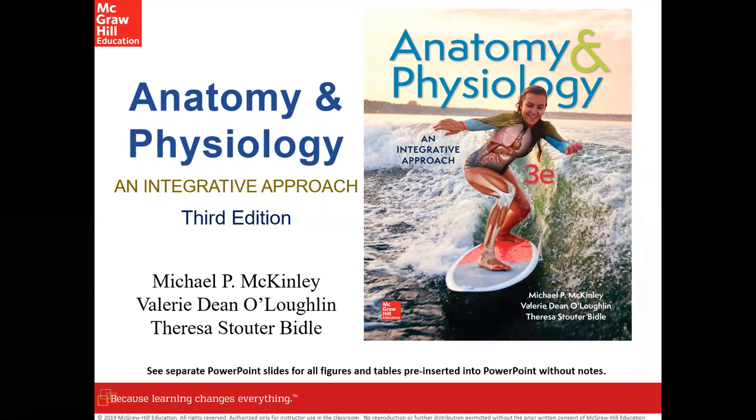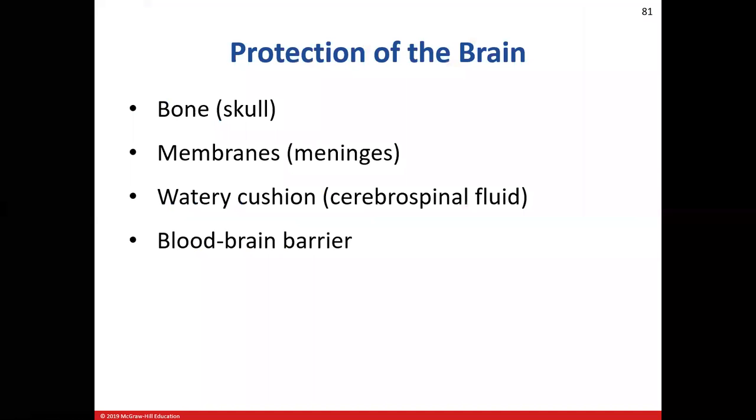All right, class. In today's lecture, we're going to finish up chapter 13. And one of the first things we're going to talk about in our third lecture, or our third part of chapter 13, is how the brain actually protects itself. We have four major ways of protection, with the first one being the obvious, the skull.